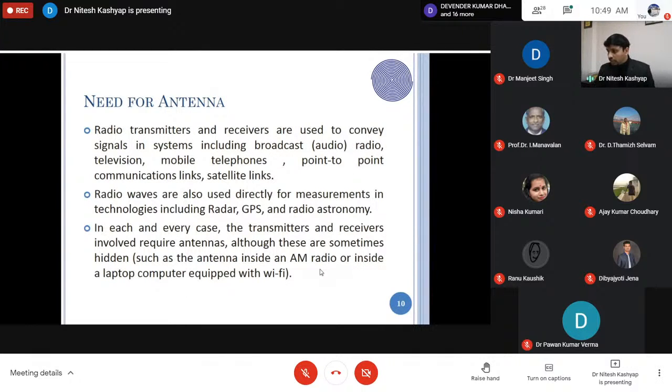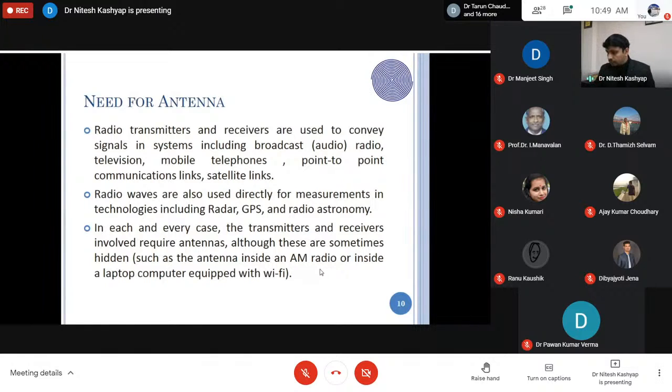So the radio transmitter and receivers are used to convey signal in systems including broadcast radio, television, mobile telephone, point-to-point communication links, and satellite links. Radio waves are also used directly for measurements in technology including radar, GPS, and radio astronomy. These are some applications of the antenna that we need.